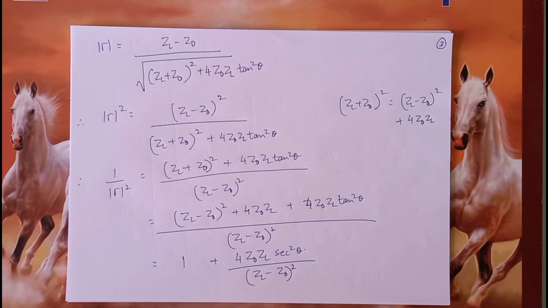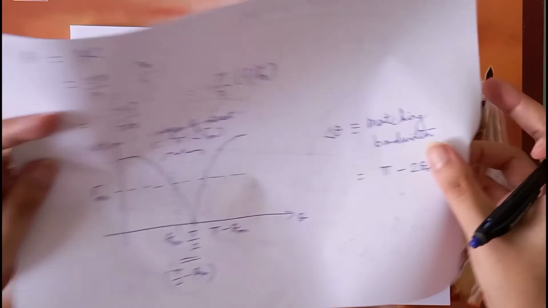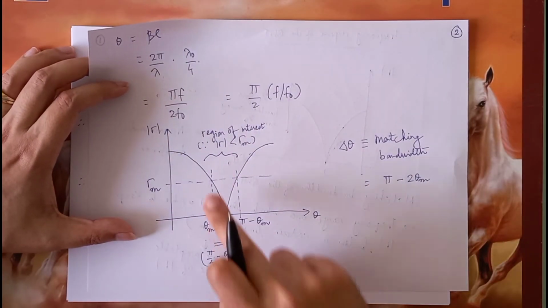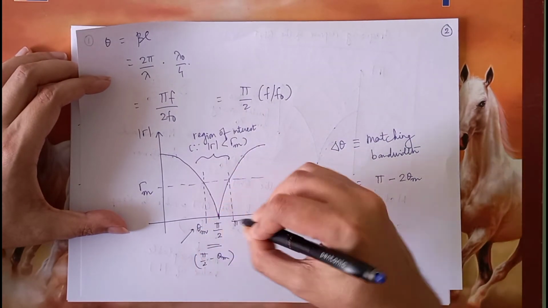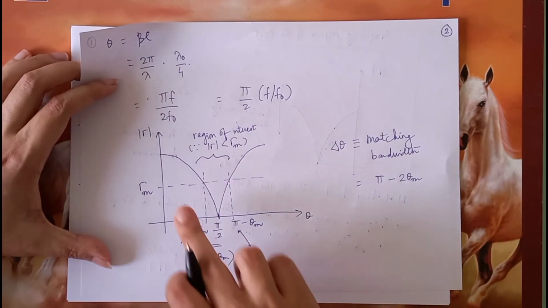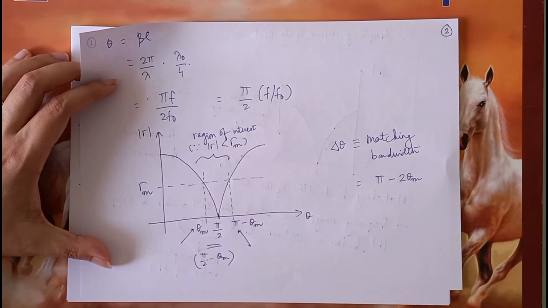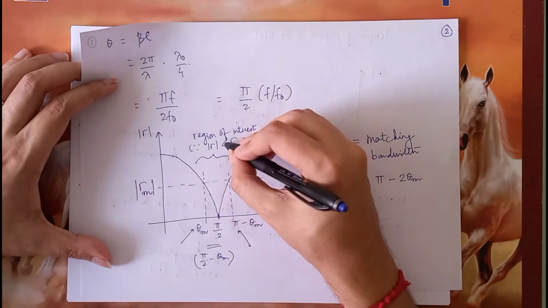So having established this, let us now go back to this graph and consider the points of interest. That is this point and this point. Because those are the points where the mod gamma actually becomes mod of gamma m. There should be a mod sign over here.